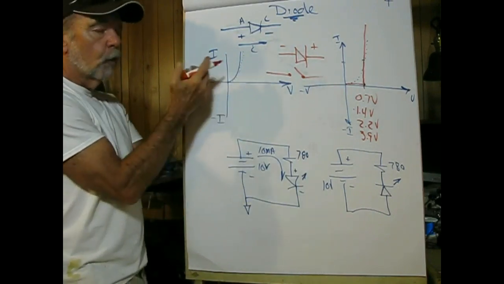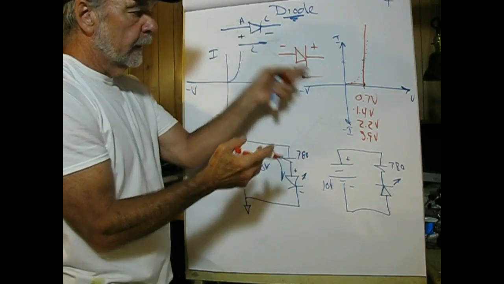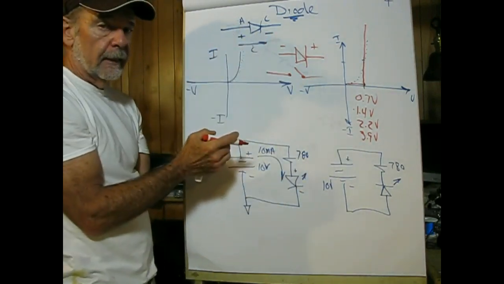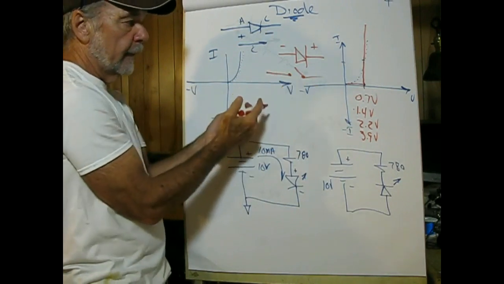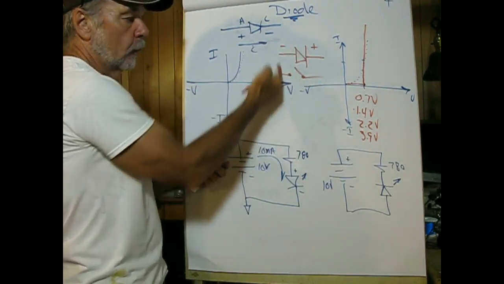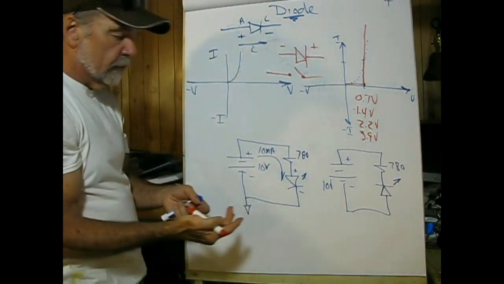So if it's forward biased, meaning the anode is more positive than the cathode by this amount, we're going to say the diode is turned on. And if it's reverse biased, meaning that the cathode is more positive than the anode, the diode is turned off, and we're going to treat it as an open switch.